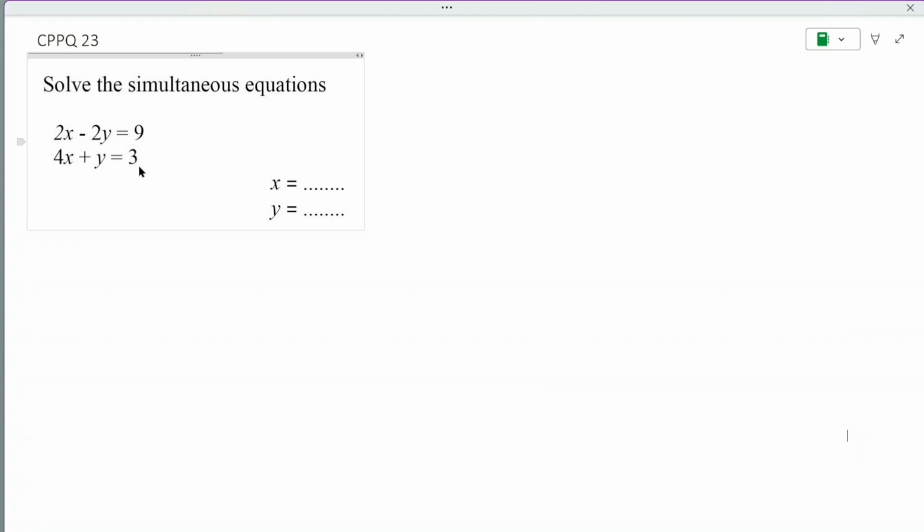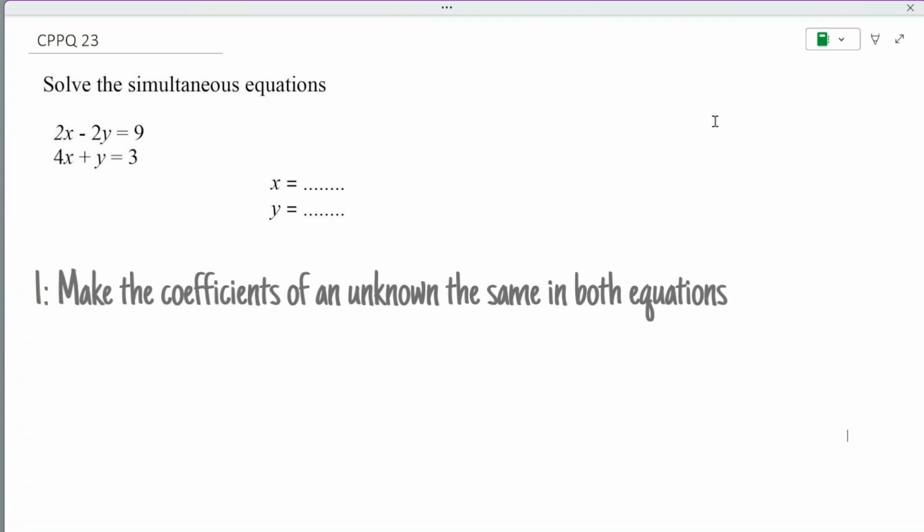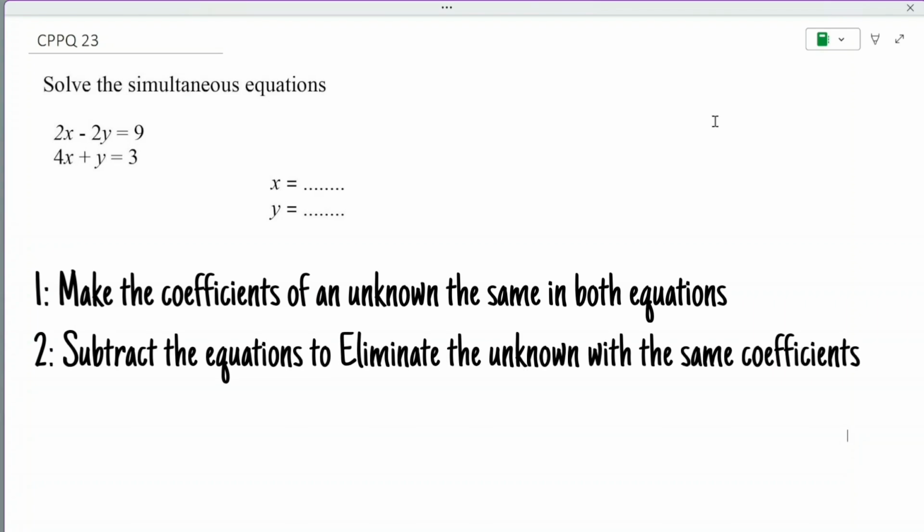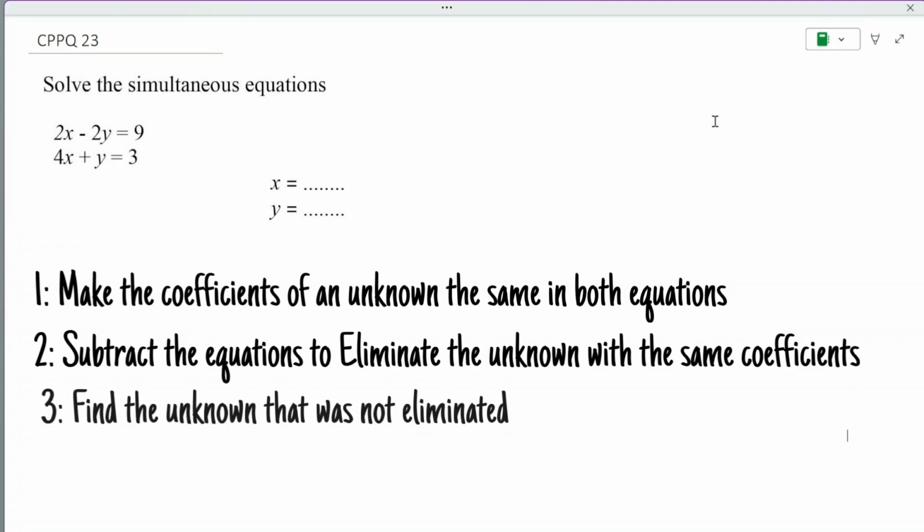As regards elimination method, there are 4 main steps in solving simultaneous equations questions. The first step is to make the coefficients of a particular letter in both equations the same. Next step is to subtract the first equation by the second equation, and once you do that, you would have eliminated or taken off one of the unknowns. The third step is to find the numeric value of the left letter or the unknown. That's the unknown that is not eliminated after you've eliminated the other.